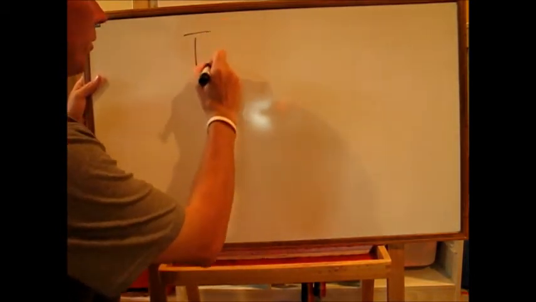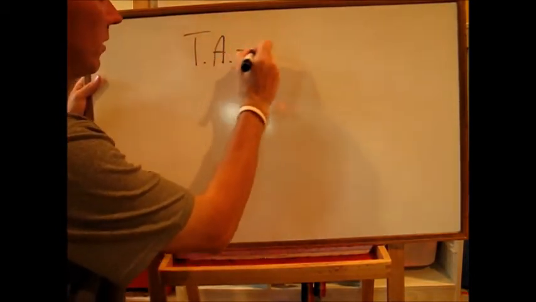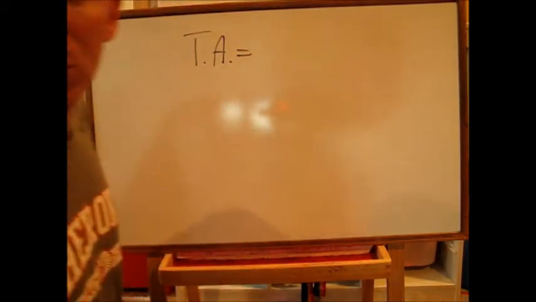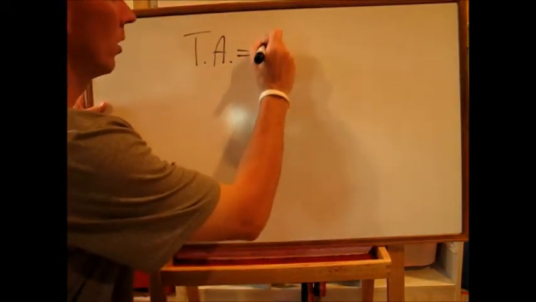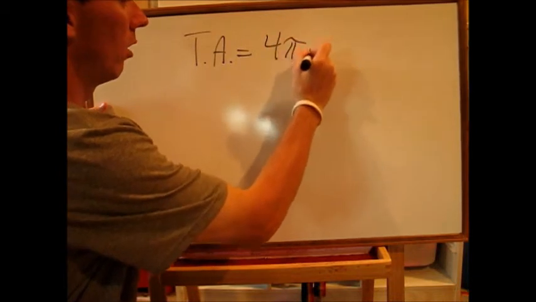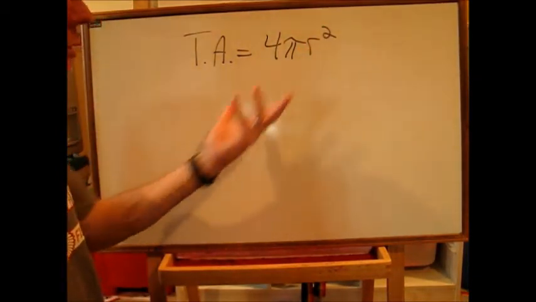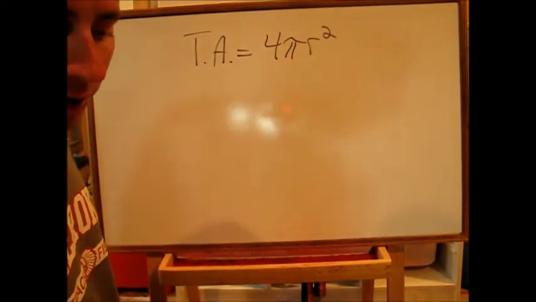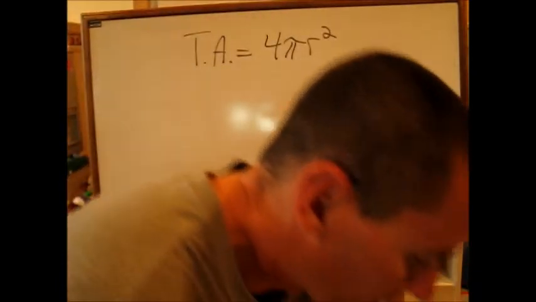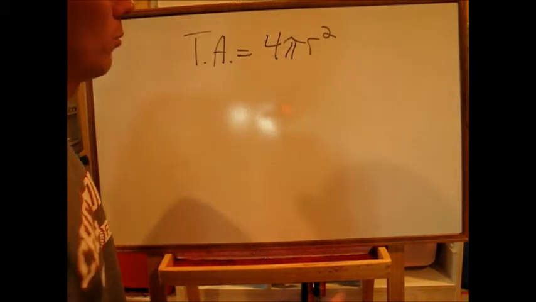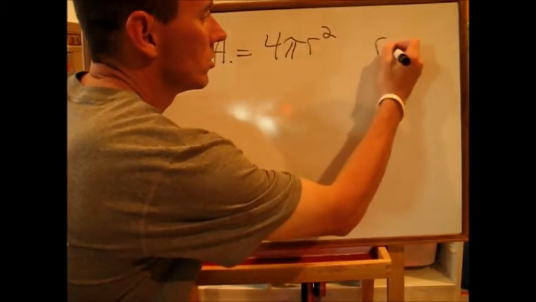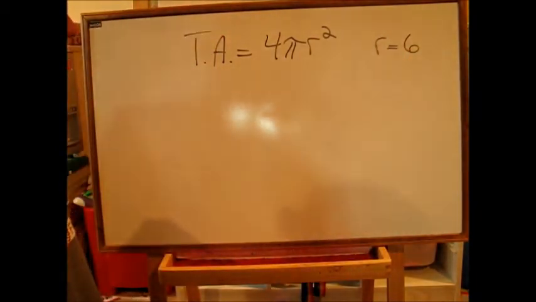So the first one is total surface area, which again we're abbreviating TA. It's got a real easy formula to deal with that. And it is 4 pi r squared. So if we know the radius, all we're doing is plugging in for r and then evaluating. So let's look at our first problem. The first problem, we're going to let r equal 6. So the radius of the sphere is 6.